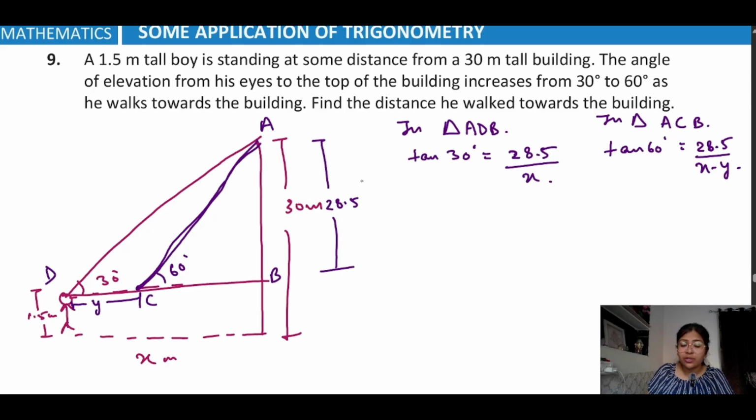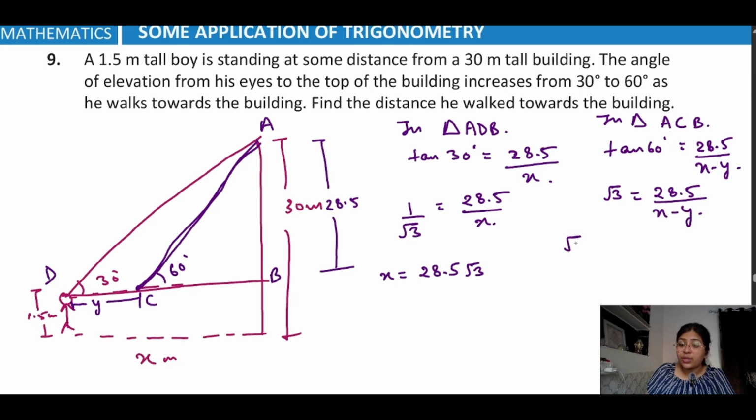We need to find out the value of y, so we will substitute x. We have two equations. Put the values of tan 30 and tan 60 respectively. So 1 by root 3 is equals to 28.5 divided by x. So the value of x is 28.5 root 3. The value of tan 60 is root 3. Root 3 is equals to 28.5 divided by x minus y. So root 3x minus root 3y is equals to 28.5. Put the value of x in the second equation.